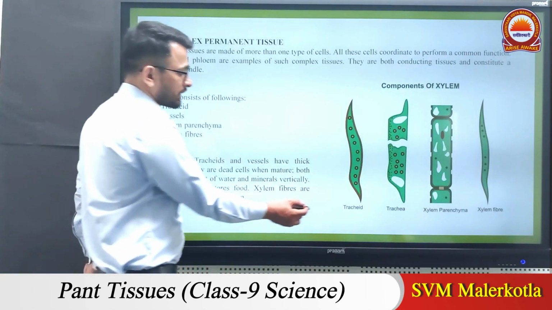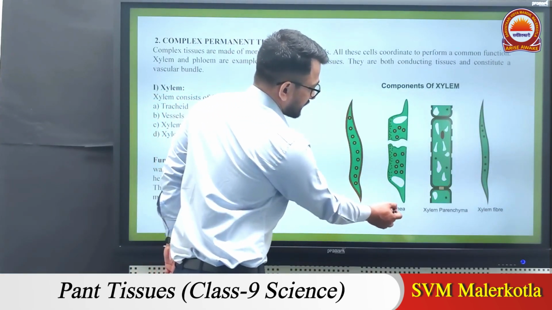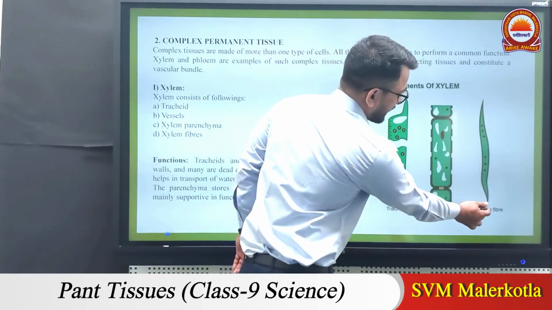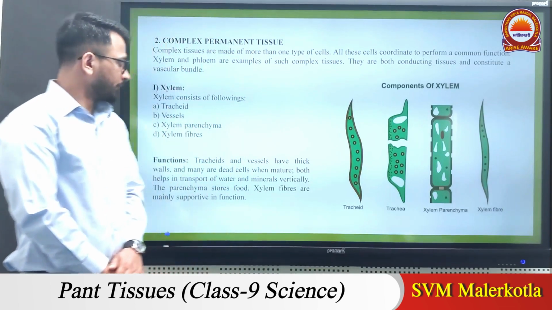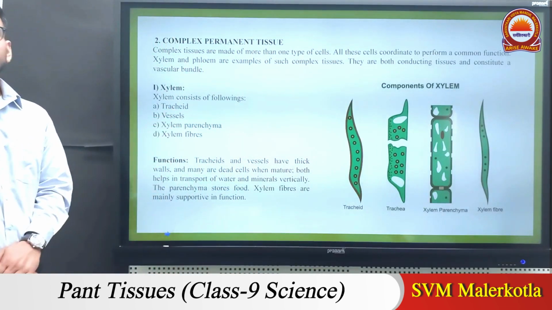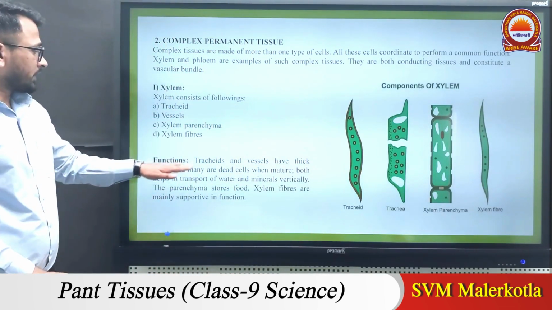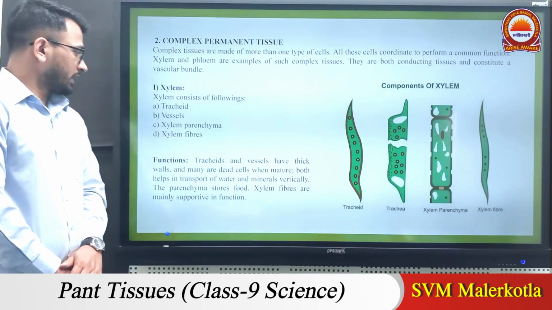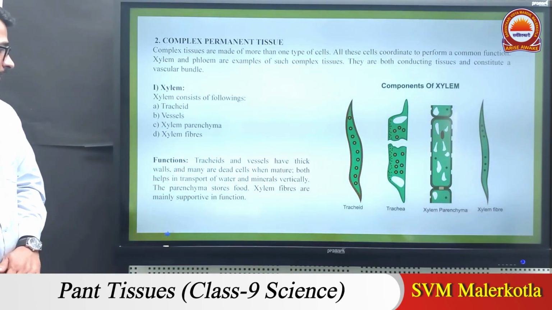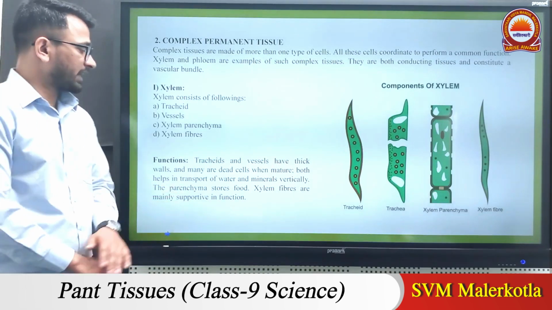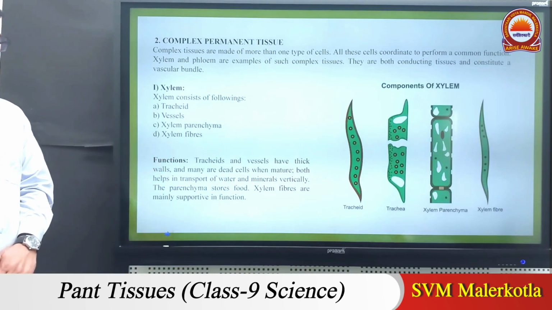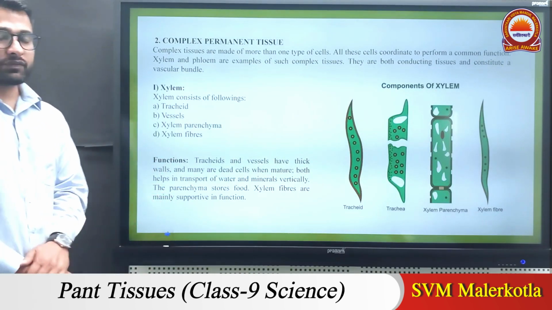You can see a figure. Tracheids will be like this, then vessels, then xylem parenchyma, and lastly xylem fibers. If we talk about the function of xylem, typically tracheids and vessels help in the transport of water, and they are dead cells. Xylem parenchyma helps in the storage of food, and lastly xylem fibers are mainly supportive in function.